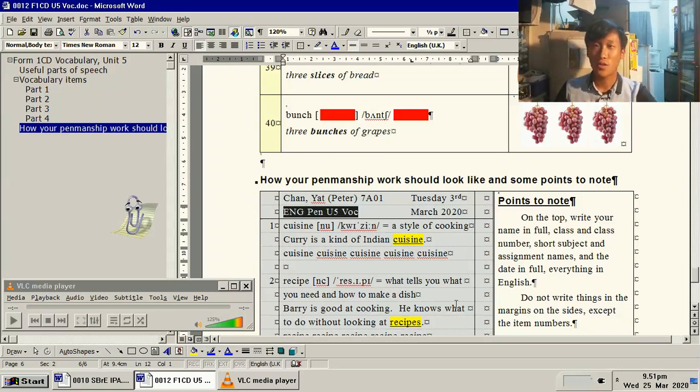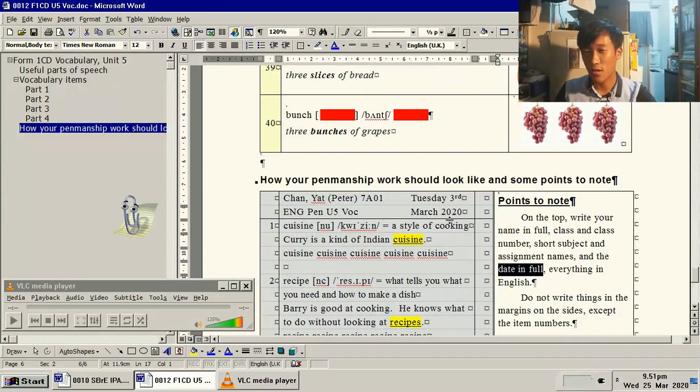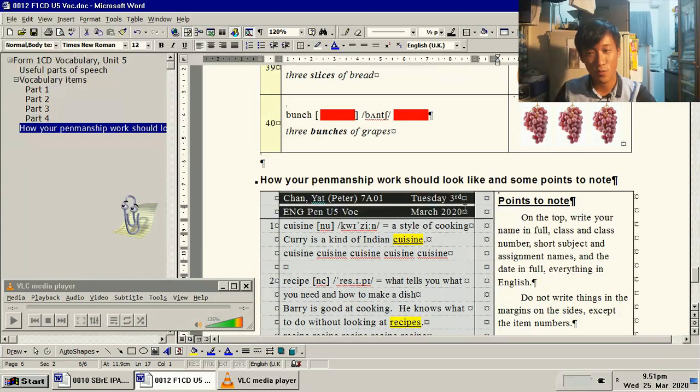Now, you can use the school's paper to do it if you have it. If you do not have the school's paper, you can use blank pieces of paper. It's better to have lines. If you don't have single line paper, then okay, fine. Just use a clean piece of A4 paper. Yeah, okay, and then the date in full, because you have to practice writing the full date.